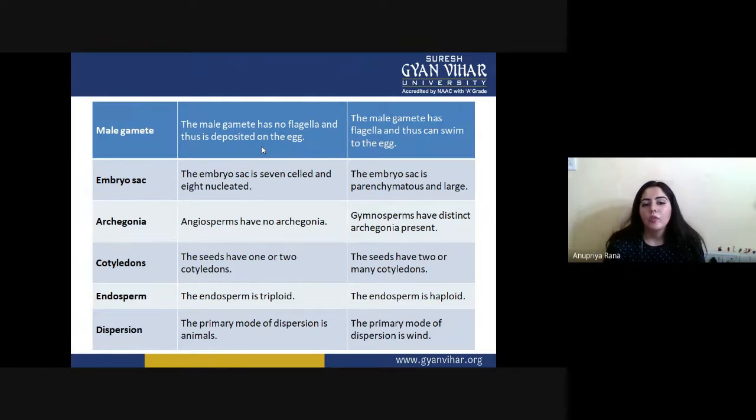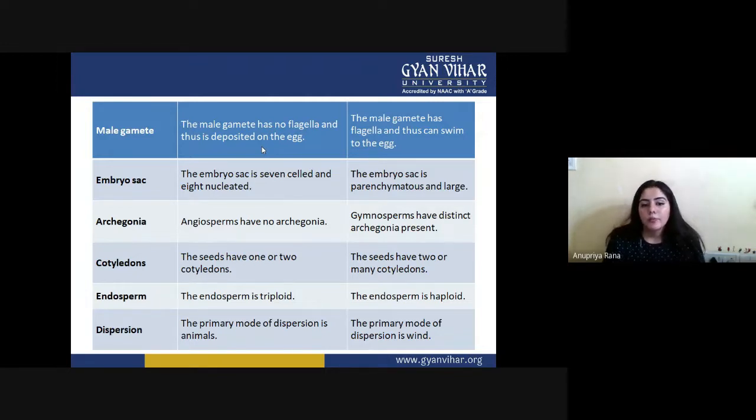Cotyledon: we already talked about the cotyledon. There are just two situations for the cotyledon in angiosperms. It can be monocotyledon or dicotyledon. But in the case of gymnosperms, several cotyledons can be present, like 18 cotyledons can be found in a plant. So that's why they have a large number of cotyledons.